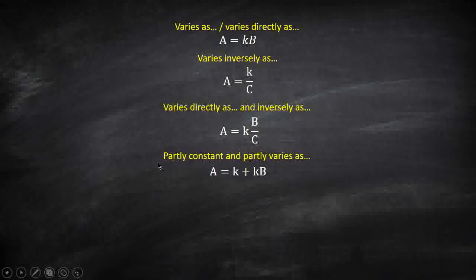Then for the next 2, I say A is constant and partly varies as B. A is equal to a constant plus a part that varies as B. Partly varies means directly as B. But here, there will be two different constants. So we indicate the first constant as k prime and the second one as k prime prime, or we write k1 and k2.